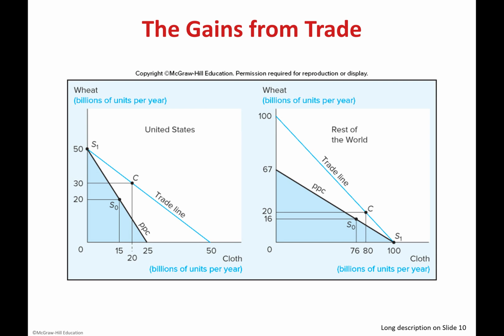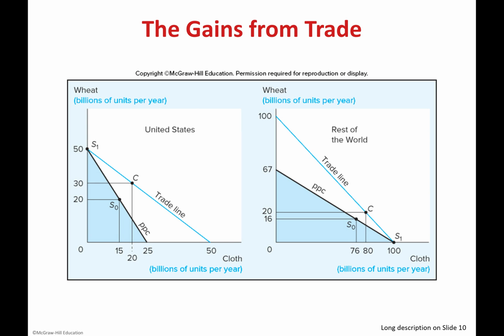Now, that means we're going to get 20, because we've given up 20 units of wheat, but we're trading those 20 units of wheat for 20 units of cloth. So that means on the x-axis, we're going to end up at 20, not 15, 20. That means that our consumption point, that's why it's labeled C, is at 30 units of wheat and 20 units of cloth. Notice, so it's on that trade line, but also notice, most importantly, that it's outside our PPC.